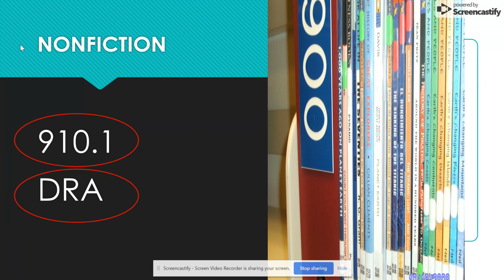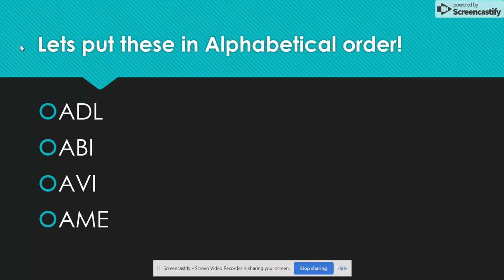Let's go ahead and practice and see if you can put some books in order by their call number. So looking at these call numbers, you're going to notice that all four call numbers start with the letter A. So now we have to go to the second letter in each one of those call numbers to figure out which book would come first. Go ahead and take a look and see if you can figure out which one would come first.